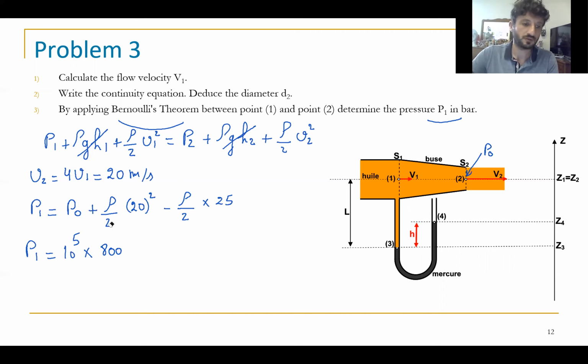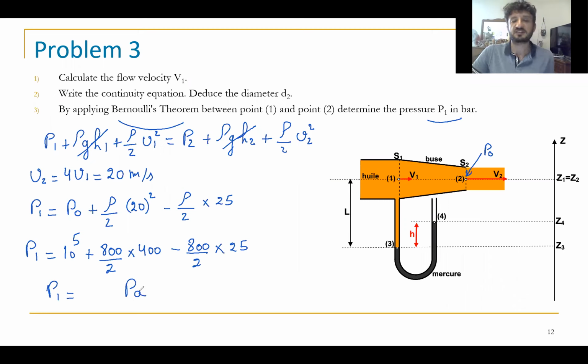No, we have plus divided by 2 times 400. Okay, minus 800 divided by 2 times 25. We can calculate P1. We get the value in Pascal.